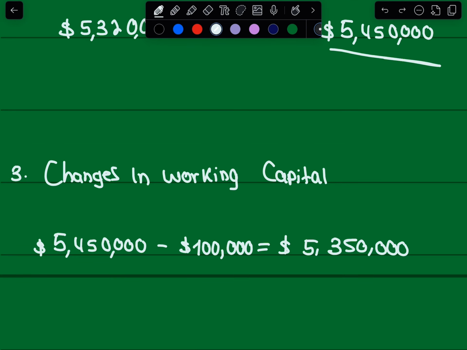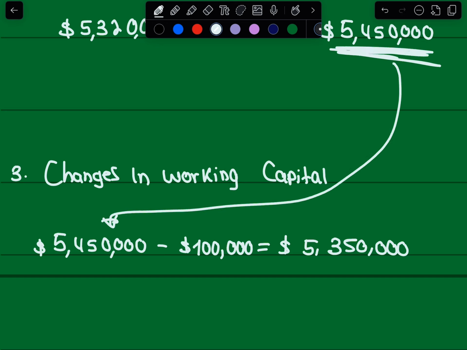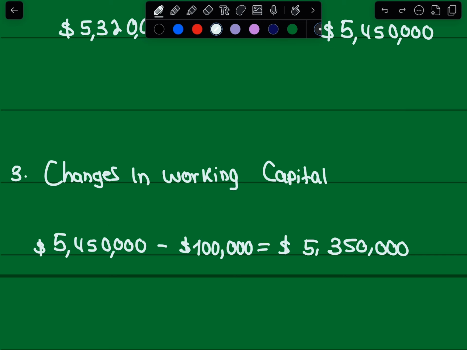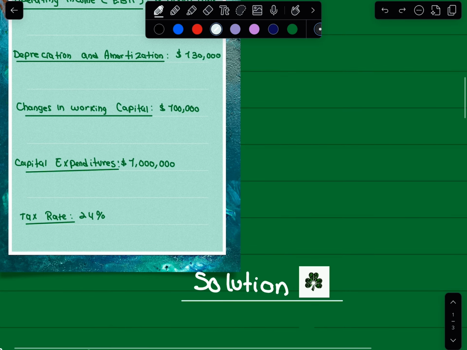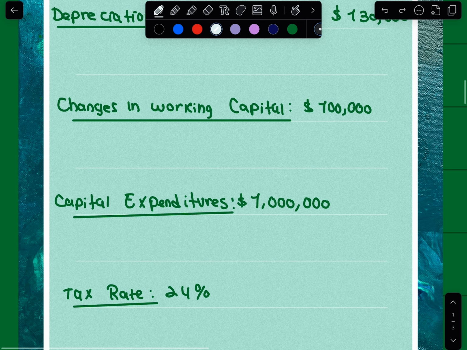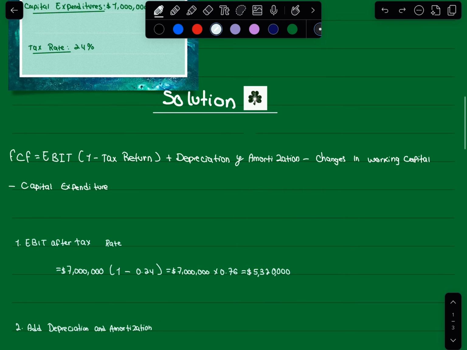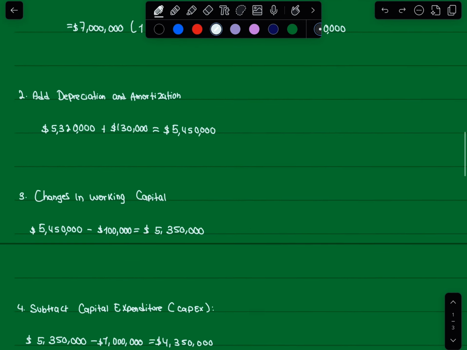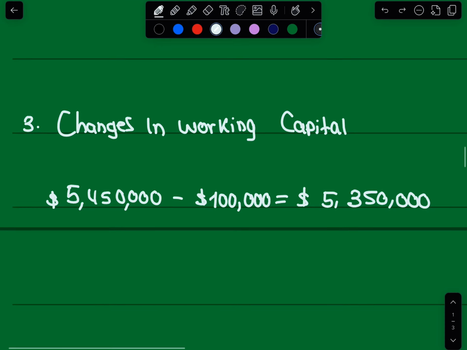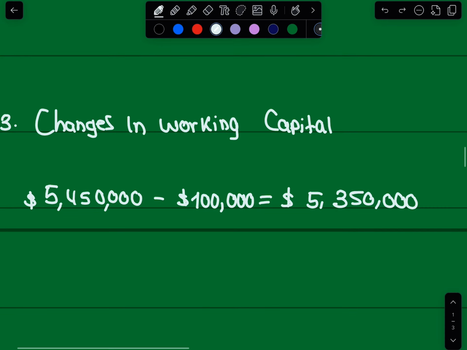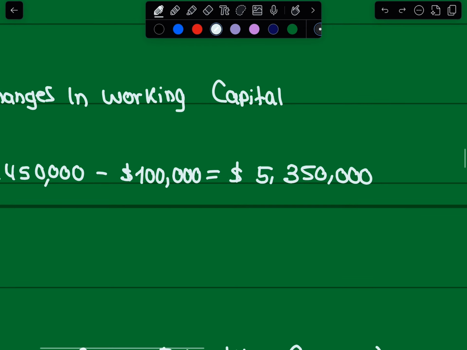Then we go ahead to step number 3, which is changes in working capital. We would take again this total amount and move it here, and just take changes in working capital, which from our problem here is 100,000. Take 5,450,000 minus 100,000, which equals 5,350,000.